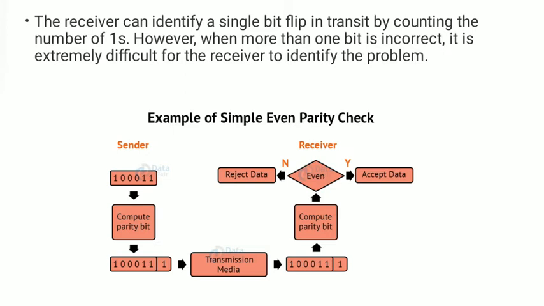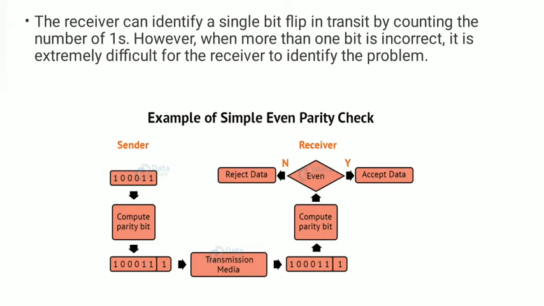If the sender sends 1001, then it appends 0. There is no need to append 1, but to maintain even parity, the sender sends the appended bit as 0. Now check the number of ones and transmit this data to the receiver side.